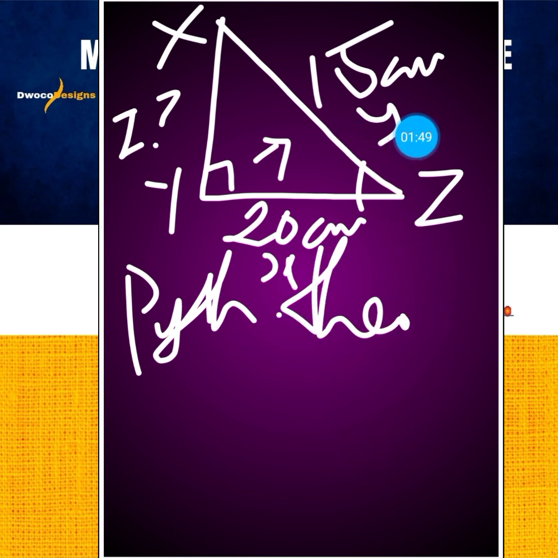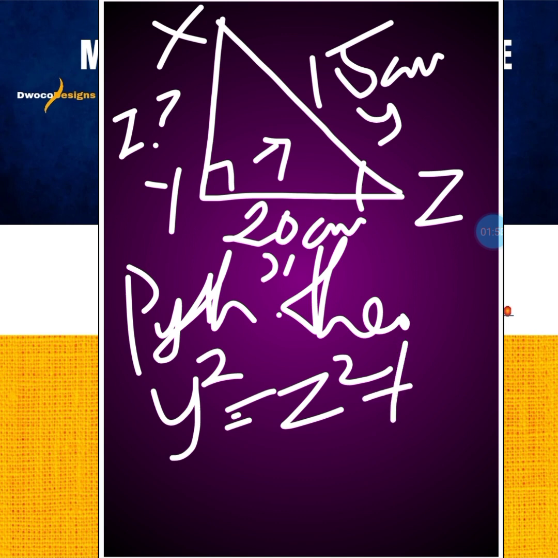On that note, I'm going to use Y now. Y squared will be equal to Z squared plus X squared. That is what's called Pythagoras theorem. We say that in a right angle triangle, the square of the hypotenuse is equal to the sum of the squares of the other two sides. So your Y squared, the hypotenuse side, equals Z squared plus X squared. Let's substitute our values into that.